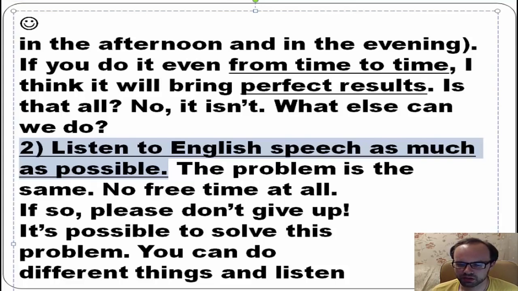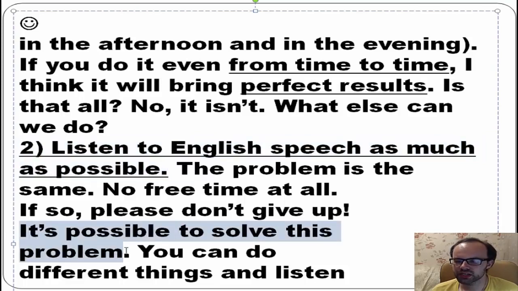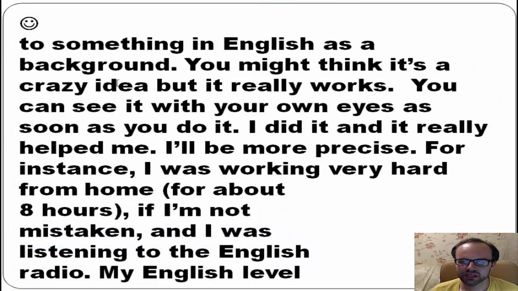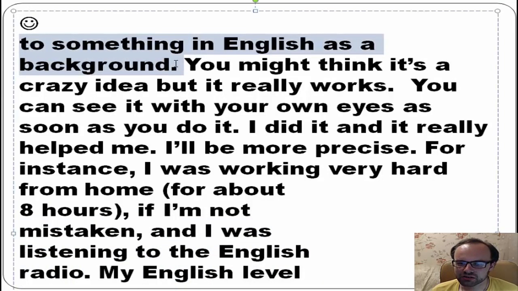The problem is the same, okay? No free time at all. If so, please don't give up. Don't stop. Don't panic. Don't feel depressed. Don't think that it isn't for you. Don't think it's impossible. Really, it's possible to find a solution to this problem. You can do different things and listen to something in English as a background.